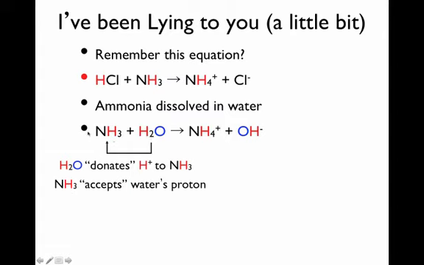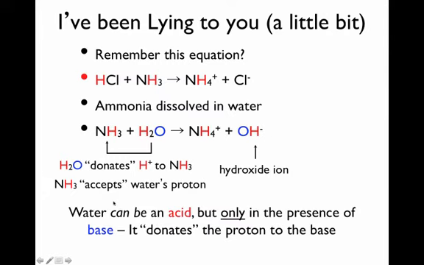And the ammonia over here is doing the accepting. It's accepting an H+ from the water. And because the water over here is doing the donating, you say that the water is an acid and the ammonia is a base again. Oh, and again, I mentioned this earlier, but the OH- is called a hydroxide ion.